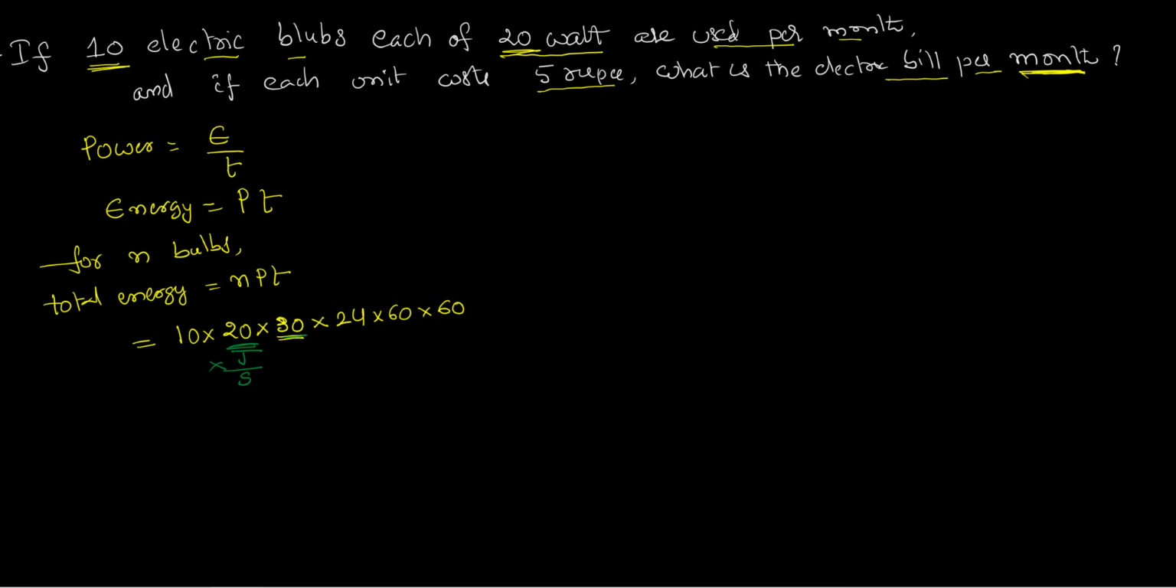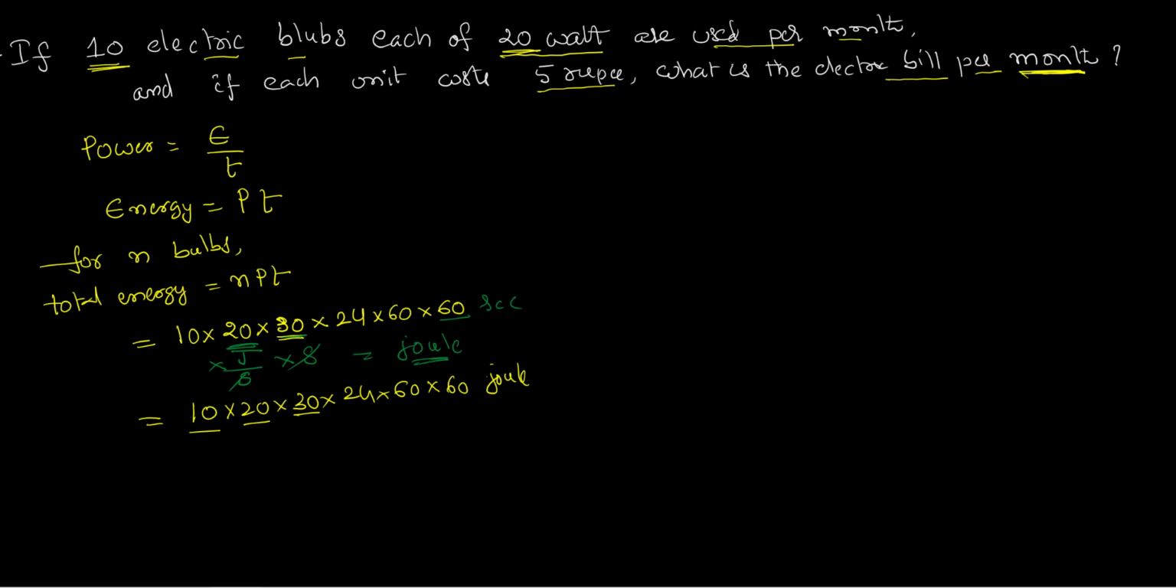30 is days, and I have converted that finally into seconds. So this second and this second will cancel. The final unit of whatever you are calculating will become joule. So I have calculated the value of the total energy as 10 into 20 into 30. 10 is the number of bulbs, 20 is the wattage, 30 days, each day 24 hours, each hour 60 minutes, each minute 60 seconds. So the unit becomes automatically joule.